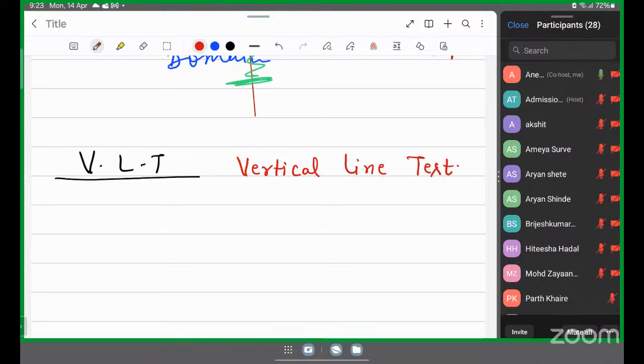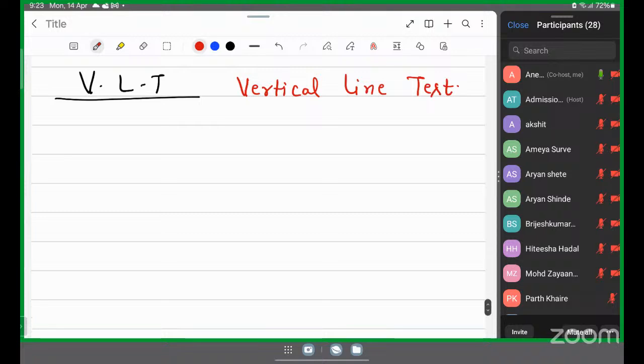So in this case, if we are given a graph or any curve on a 2D plane, we will draw a vertical line and look whether the vertical line cuts the graph at one point or more than one point. If it cuts at exactly one point, then the given curve represents a function, and if it cuts at more than one point, then it will not represent a function.